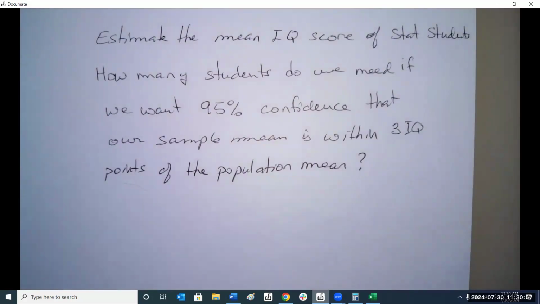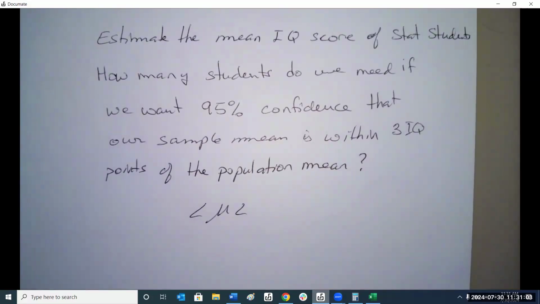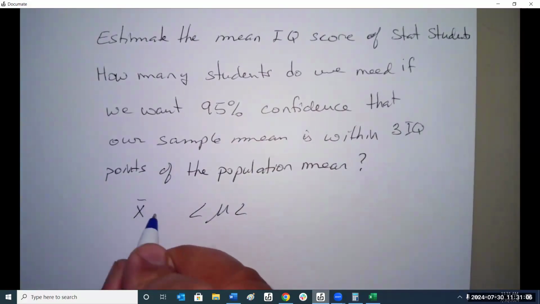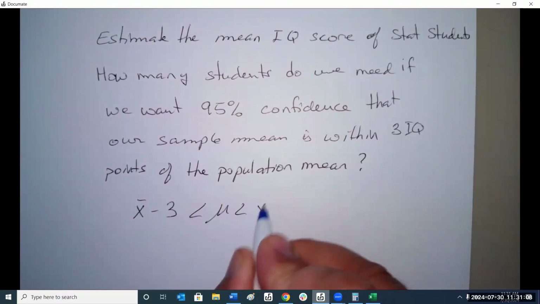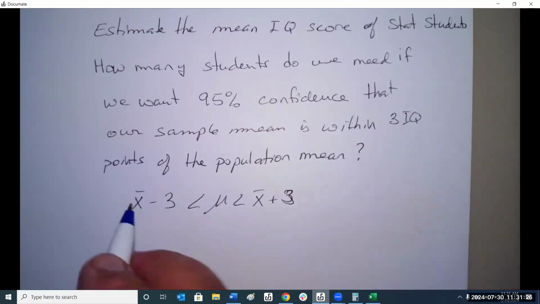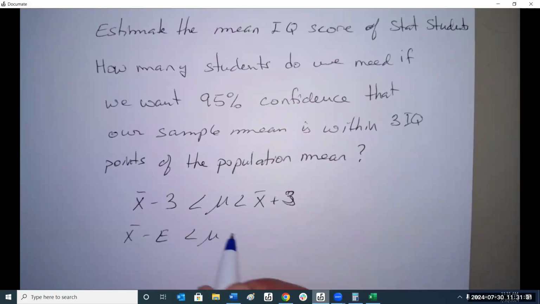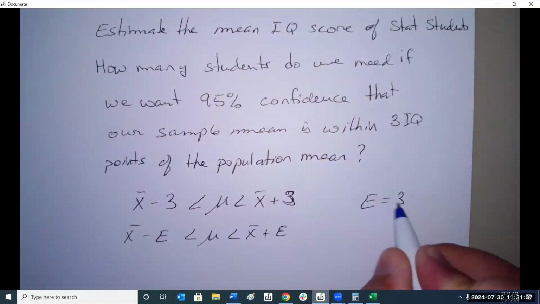So what this is really saying is this. Here's the population mean. We want our scores to be within 3 points. These are threes. So we're taking our score and subtracting 3, our score and adding 3. Remember, this is the same as x bar minus E, x bar plus E. So we know that E is equal to 3.